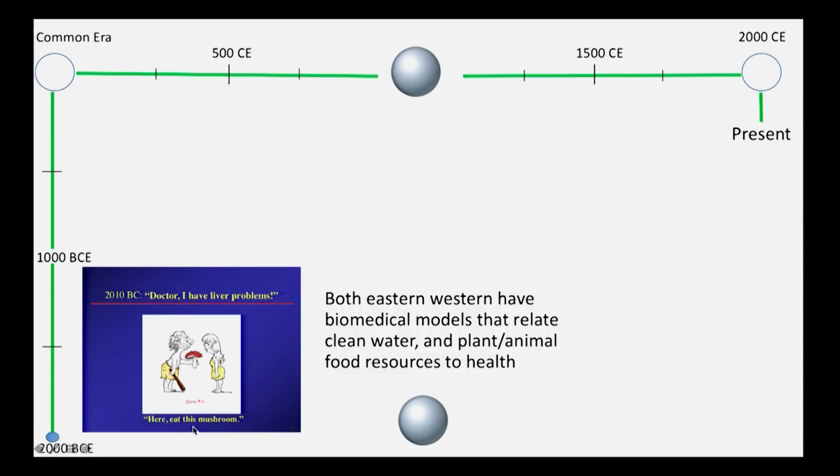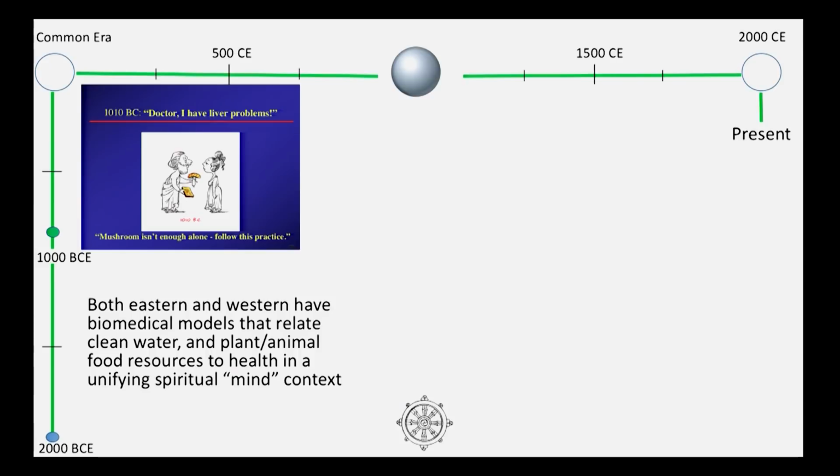Now, at the time of 2010 BC, both the Eastern and the Western biomedical systems related to clean water, and to plant and animal food resources as a source of health and also as a potential source of disease. As we move up, the person is saying the same thing, that they have a liver problem, and now he's saying that mushroom is not enough, you need to follow this practice.